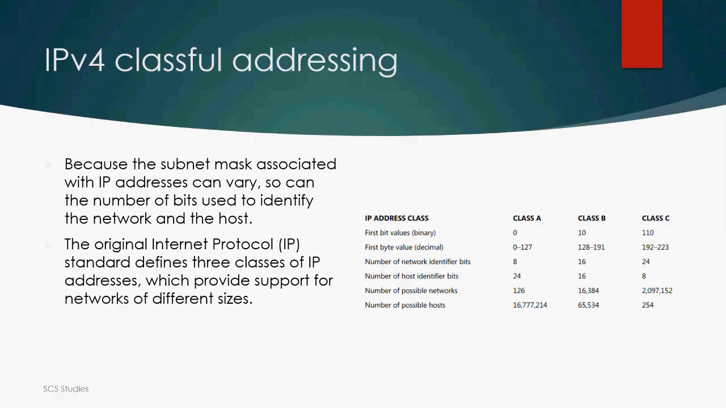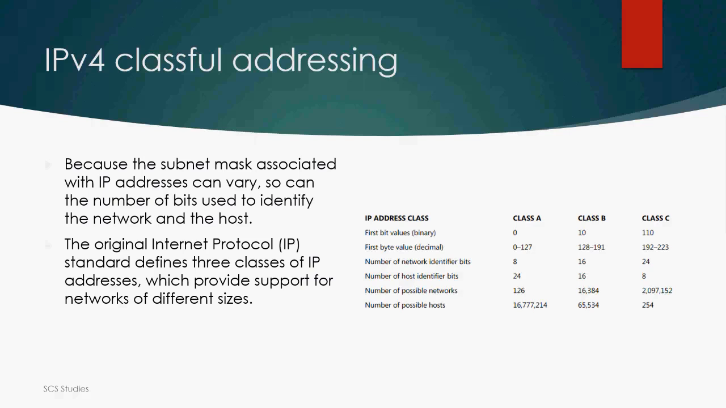Number of possible networks: in class A, we can have 126; in class B, 16,384; and in class C, we can get 2,097,152 possible networks. So the network size difference is in terms of hosts. That means how many addresses we can utilize in class A.